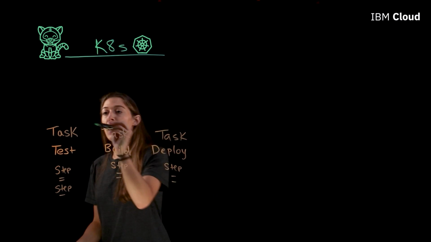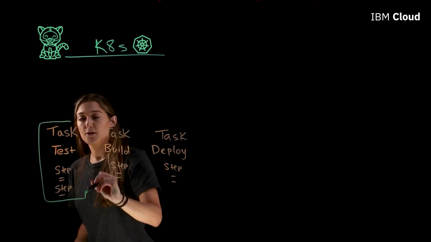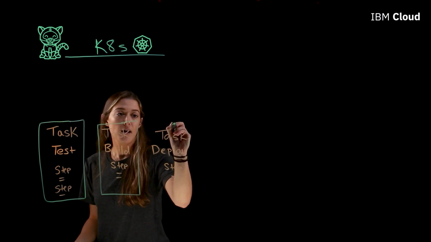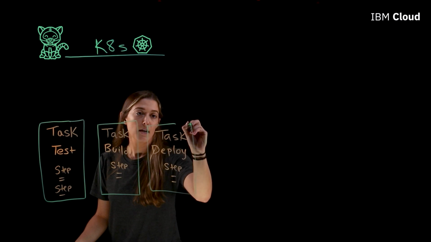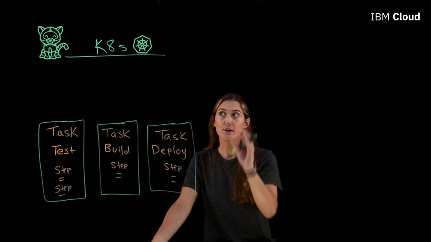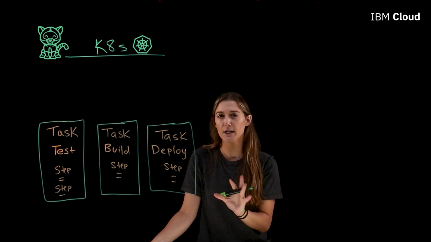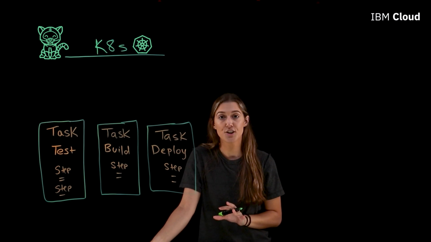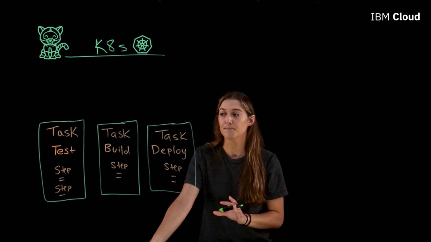So a task runs on basically a pod. And a pod is a single instance of a running process on your Kubernetes cluster. But we're not going to get into pods or clusters today. If you want to take a deeper dive, again, check out the videos linked below in our description.